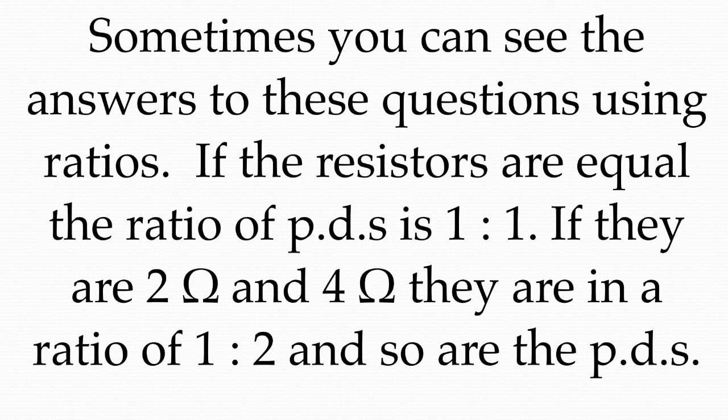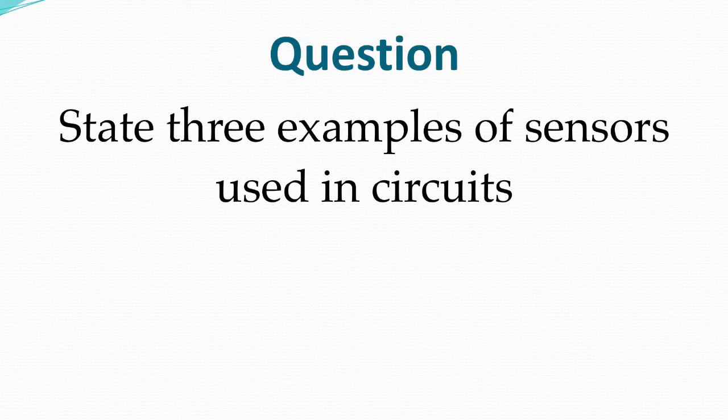Sometimes you can see the answer to these questions using ratios. If the resistors are equal, the ratios in the potential differences is 1 to 1. If they are 2 ohms and 4 ohms, they are in a ratio of 1 to 2, and so are the potential differences. I'd like you to now pause the video and write in your books 3 examples of sensors that we use in circuits.